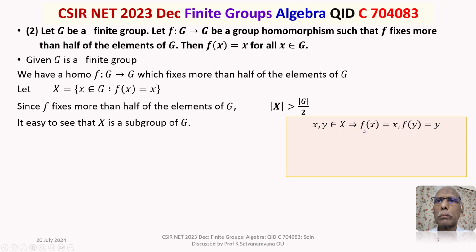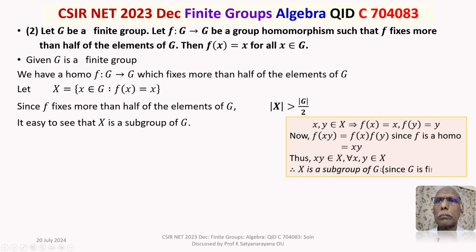Right. x and y belong to capital X. That means f fixes x and f fixes y. Now, f of the product xy is equal to f of x into f of y because f is a homomorphism. f of x is x, f of y is y. This is equal to xy. That means f fixes xy, that means xy belongs to capital X, for all x, y belongs to X. Because G is a finite group, that is sufficient for us, and capital X will be a subgroup of G. Agreed. So we got this one: X is a subgroup of G.